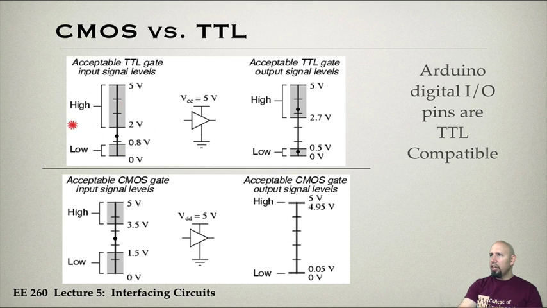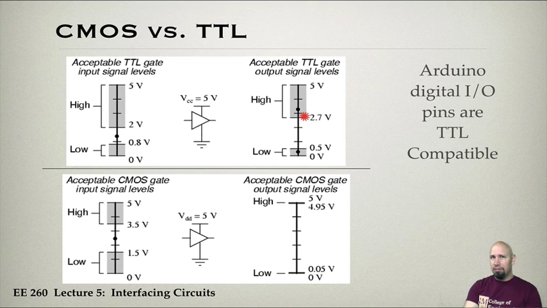A TTL gate will accept these and make these definitions. If I have anything between 0.8 volts and 2 volts, the TTL does not know what to do with it. It will arbitrarily assign a value, either a 1 or a 0. As far as output is concerned, TTL circuits are designed to put out as a high something between 2.7 and 5 volts. So notice that a TTL level is not guaranteed to put out 5 volts as a 1.